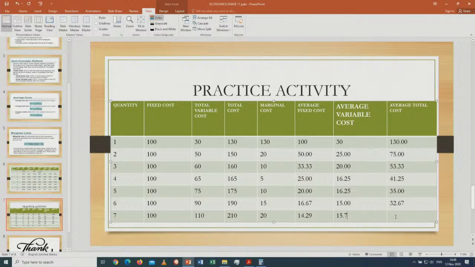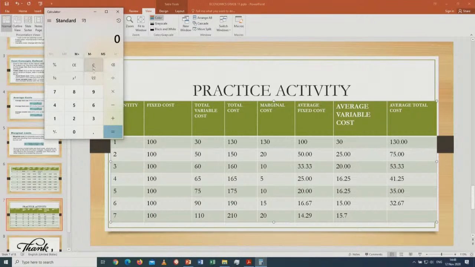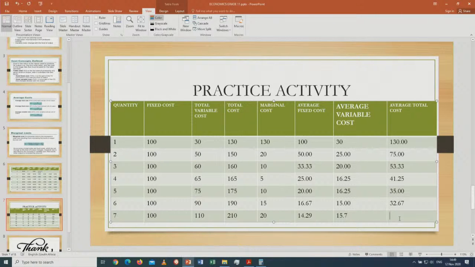Right, and we're doing the average total cost. The average total cost, we can actually just take the total cost and divide by the number of units, or we can add the 2. So let's go and do that. The total cost, which is 210, we're looking for an average of how many units? Of 7 units, which gives us 30.